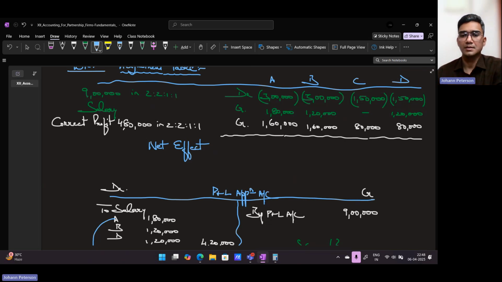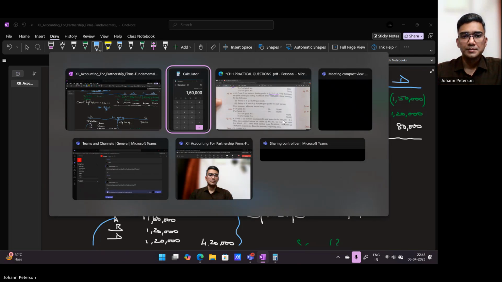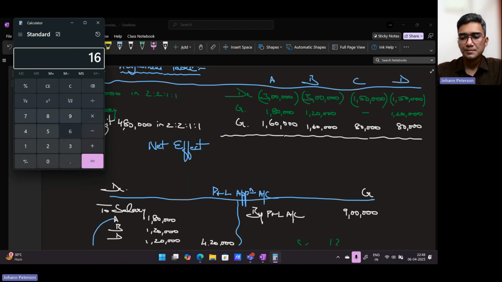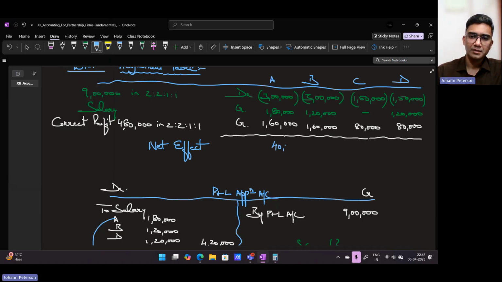So our net effect is 160 plus 180 minus 3 lakh, which is 40,000. It's coming in positive. So I will credit this.